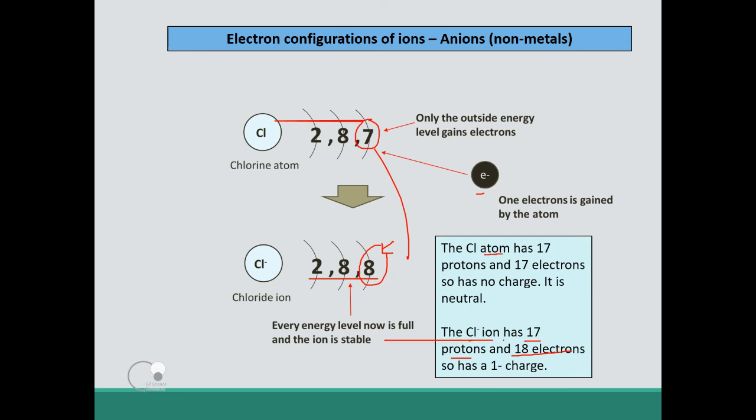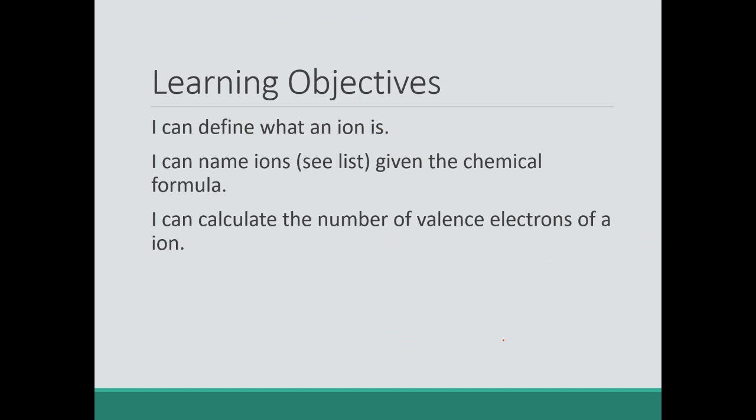It's a big difference. This video has been about how to define what an ion is. It's a charged particle, an atom that has lost or gained electrons, and you can name the different ions, the cations and anions in the list in this PowerPoint, and calculate the number of valence electrons of an ion. Because it's an atom, you have to work out the atom, and then you either add or lose electrons. And that has been this video, an introduction to ions.